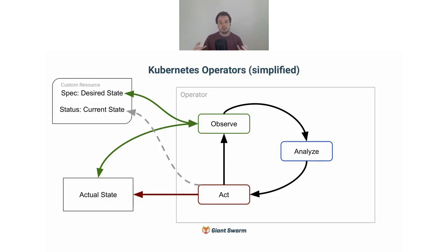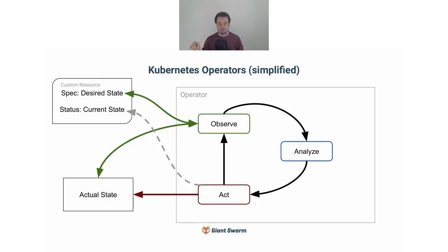And the operator in the first step has an observe step. What does the observe step do? It checks out the spec of the custom resource. So what has the user defined the custom resource or the operator should do? Then it checks the actual state. Let's go back to the Prometheus operator example. The spec would be, hey, I want a Prometheus with 3 replicas. The actual state is the Prometheus pods which are running and hopefully have 3 replicas. So we go first with just an observe step. So the operator just observes this, first the desired state, then the actual state.